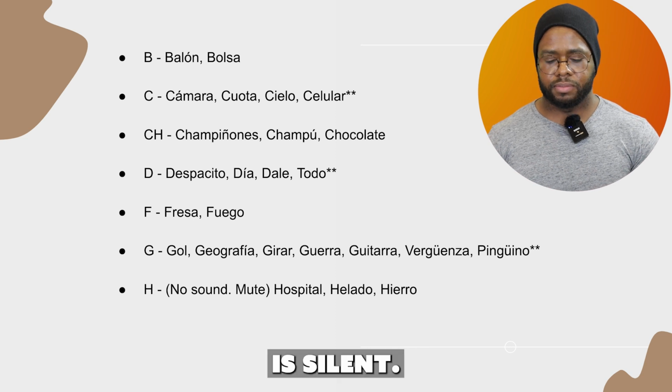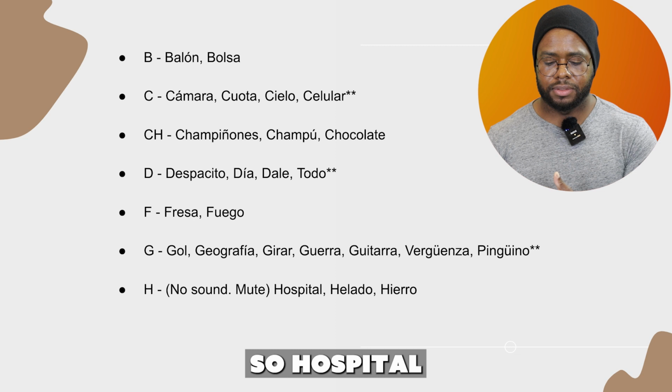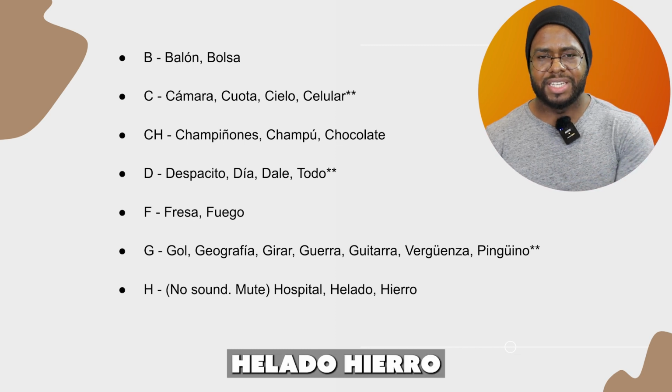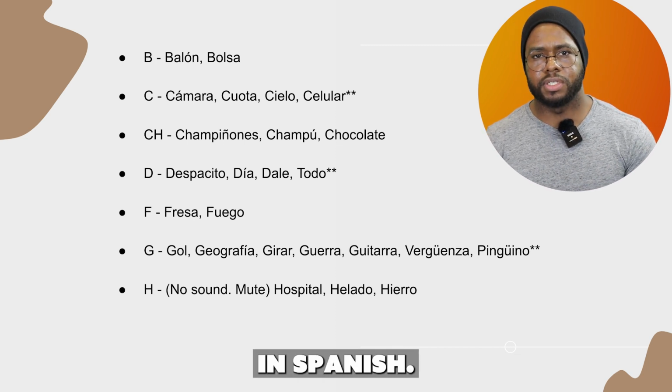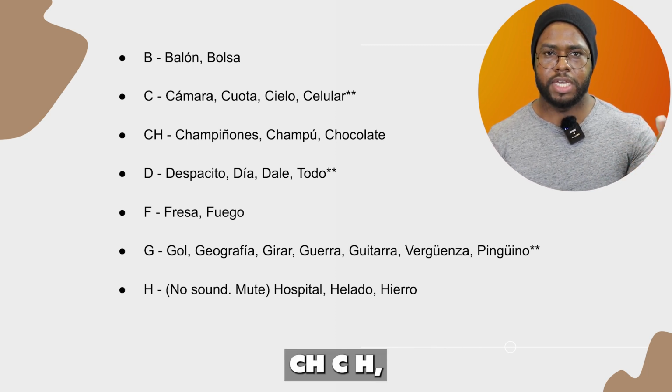H in Spanish is silent. So hospital, helado, hierro. We don't pronounce H in Spanish. The only time we pronounce H is when it's part of the letter che, CH.